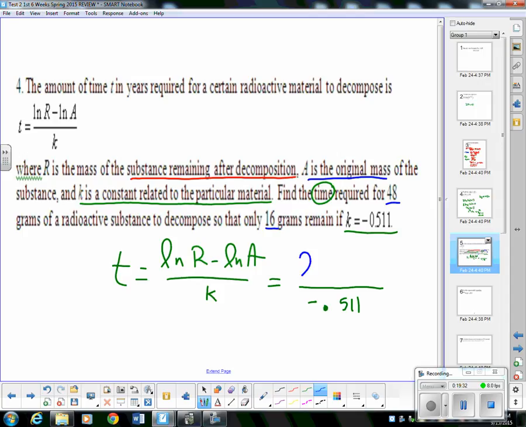So we need to have the natural log of 16 minus the natural log of 48. Not the other way around. Because, again, R is what's remaining, A is the original. So if it says 48 grams to decompose to 16, 48 is the original, 16 is the amount left over. So now it's just calculator work.